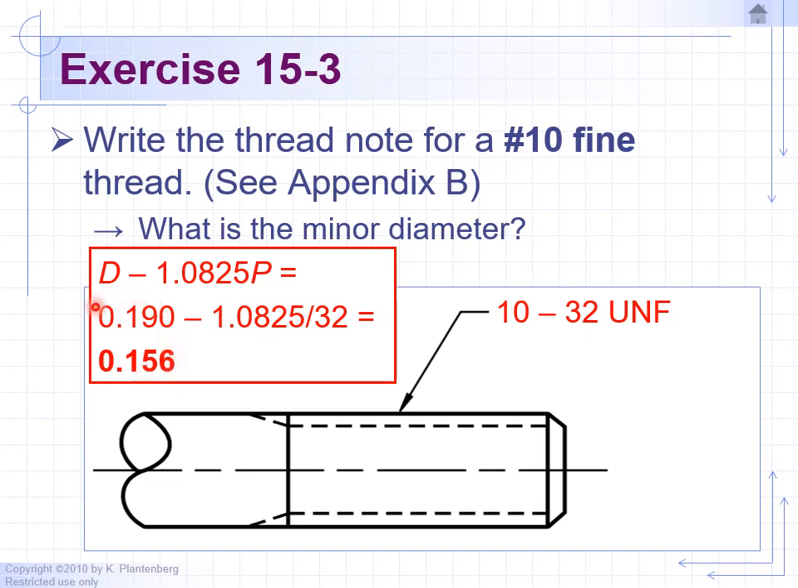So once again, our major diameter from our table, look up number 10 on the table, is 0.190 minus 1.0825 divided by the number of threads. There are 32 threads per inch under the Unified National Fine Thread column. So first take the 1.0825 divided by 32, subtract it from 0.190, and we end up with a minor diameter of 0.156. So the major diameter is 0.19. The minor diameter from root to root, we get 0.156 diameter. And this is what you're going to be doing for your homework assignment.